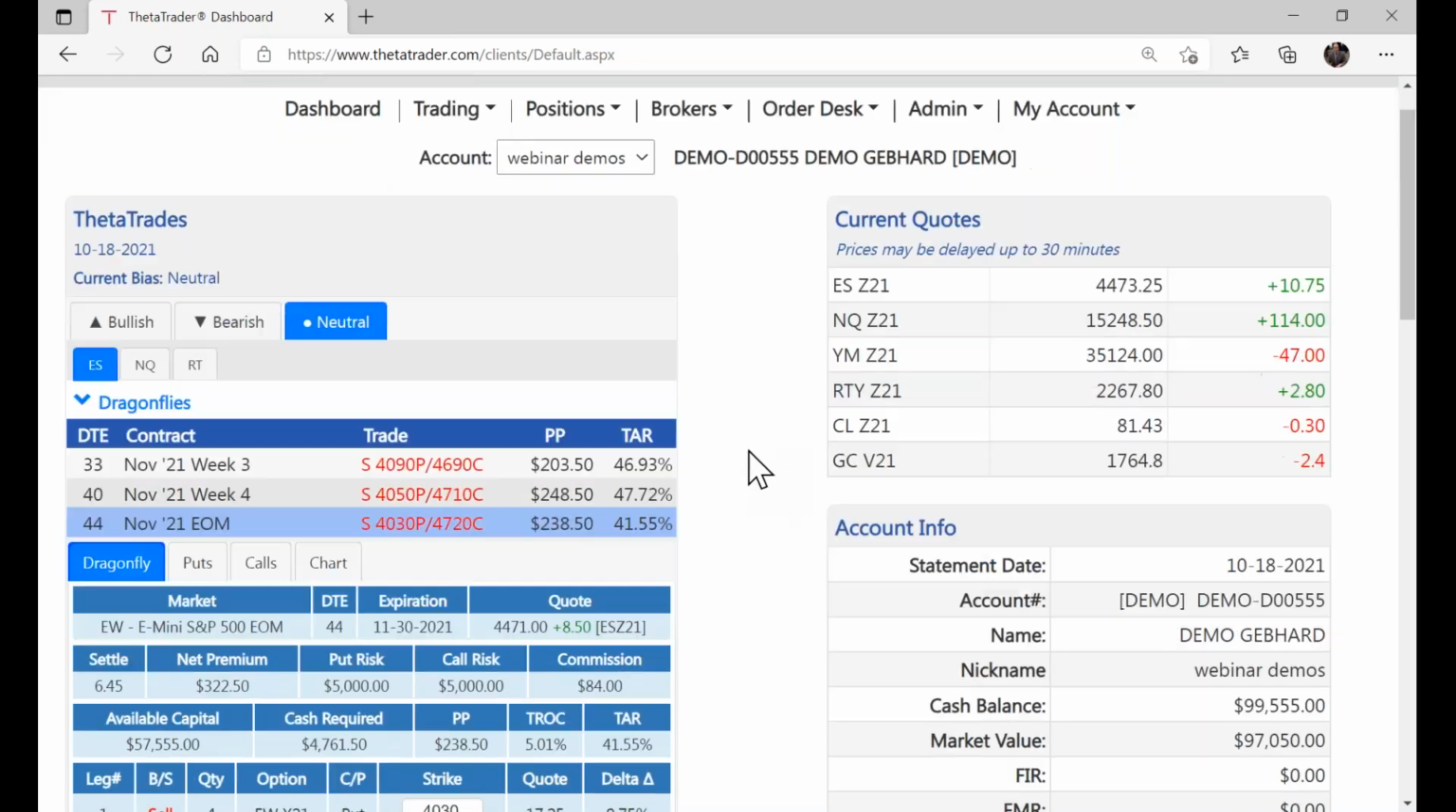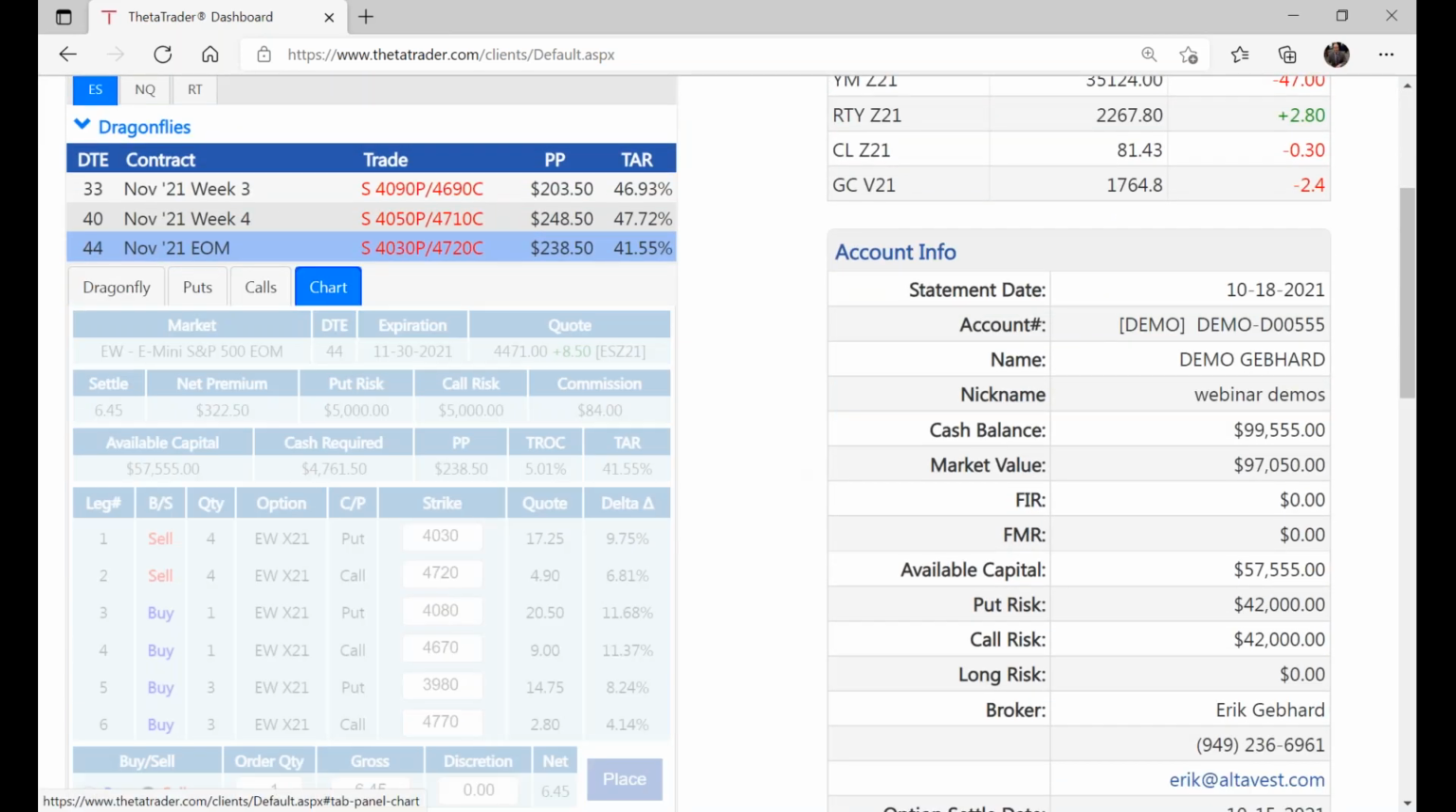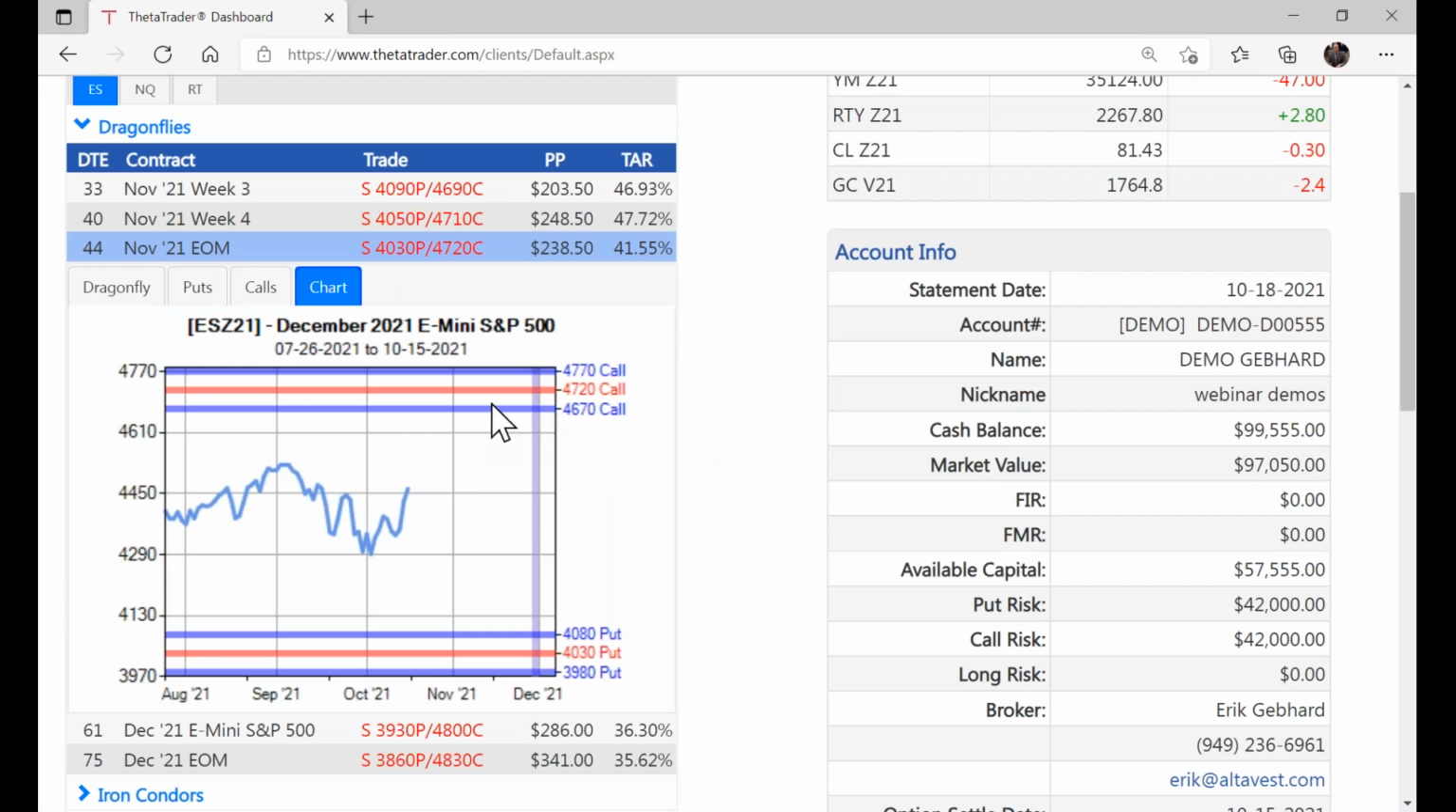If you're not familiar with what a Dragonfly looks like, here is a bird's eye view where you're selling 4 of these 4270 calls in this case, and that's represented by the red line. And then you buy 1 further out of the money call, and then 3 closer to the money calls. Then you have that same structure on the downside with the puts. And once again, the strike price selection is all pre-done for us, and these are all built out with the help of our friendly algorithm working behind the curtain.